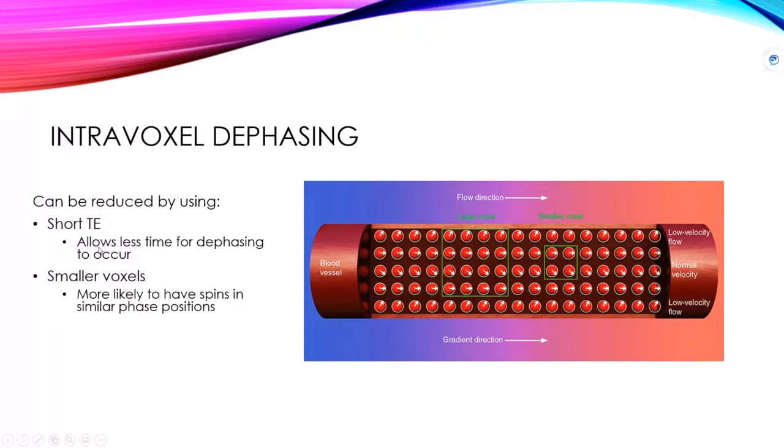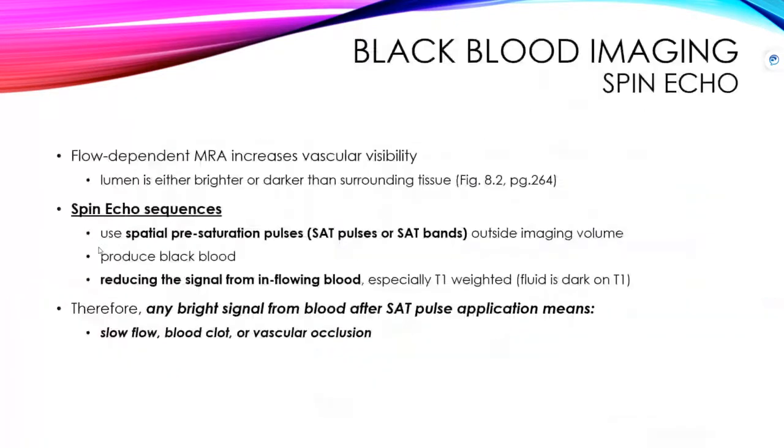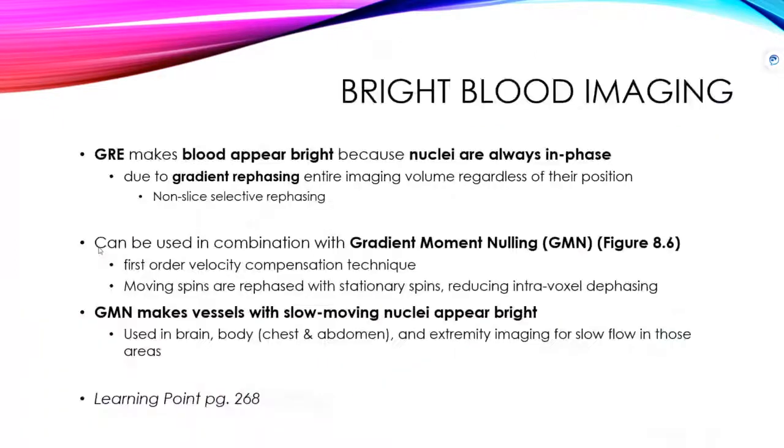So there's reasons why you couldn't use a small voxel. And so when you can't use a small voxel or a short time of echo, then you use gradient moment nulling. Whenever you use gradient moment nulling, you're actually able to make up for that intravoxel dephasing in another way. So what it does is it makes the vessels with slow moving nuclei actually appear bright. And that allows us to look at those areas where there might be some slow flow happening.